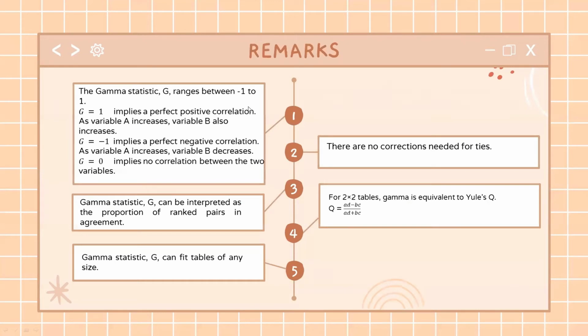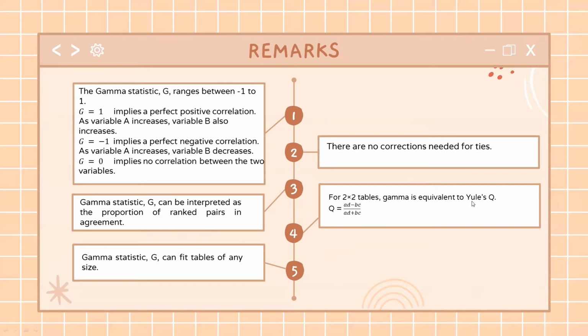Remarks: the gamma statistic G ranges between -1 and 1, so it's just like the Spearman rank correlation coefficient. If G is equal to 1, it implies a perfect positive correlation, meaning as variable A increases, variable B also increases. If G is equal to -1, it implies a perfect negative correlation, meaning as variable A increases, variable B decreases. If G is equal to 0, it implies no correlation between the two variables. Second, there is no correction needed for ties. Third, the gamma statistic G can be interpreted as the proportion of rank pairs in agreement.